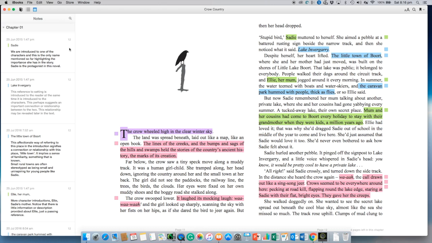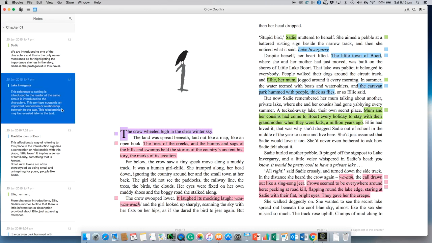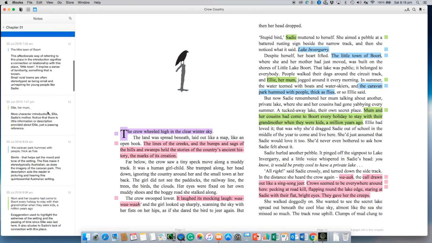And if we have a look at the setting, is introduced to the reader, probably suggesting that there's a connection between both character and setting. And it moves on to describe the place as this little town of Bort. This sort of affectionate description introduces the significance of having a connection with place, which is a very important idea that is developed in the text.